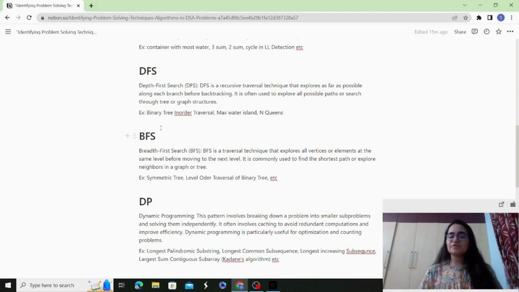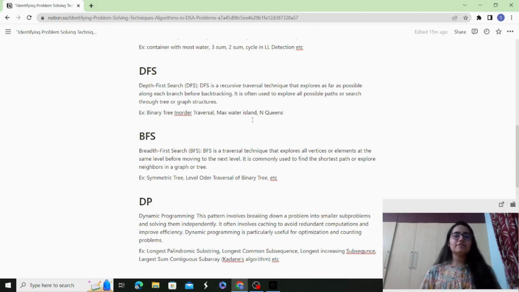Examples of DFS where you can use a binary tree in-order traversal. In-order traversal, as I've explained, gives the nodes in ascending order, or it is nothing but the leftmost node, then the root node, and then the right node. That is the order. Then there's maximum water island. Now, this is where you are given a tree, or some combination of elements, and you have to find the island, basically the group of elements or nodes which is surrounded by the most water. Or I can even give you a matrix.